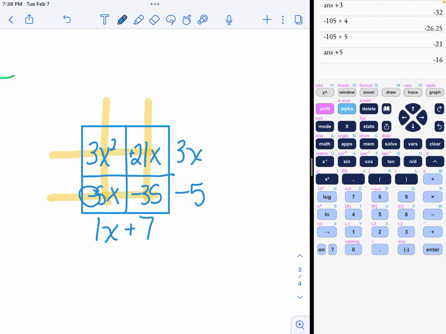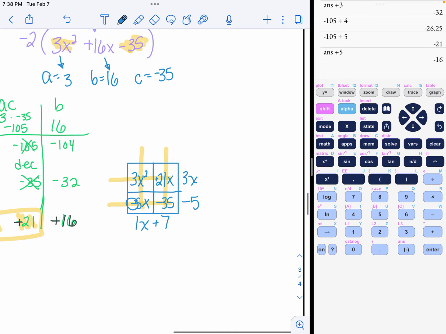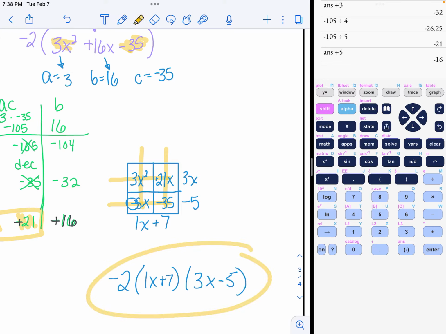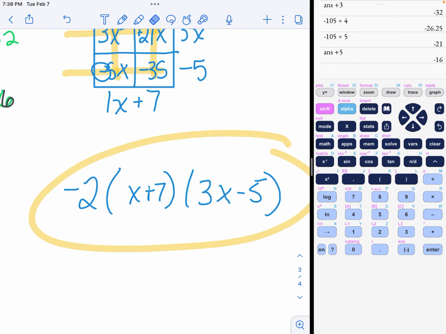It's now time to state my final answer. So the factors are the GCF of -2, the 1x plus 7, and the 3x take away 5. Please never forget your GCF in your final answer. And also remember the keystones will not include the coefficient of 1.